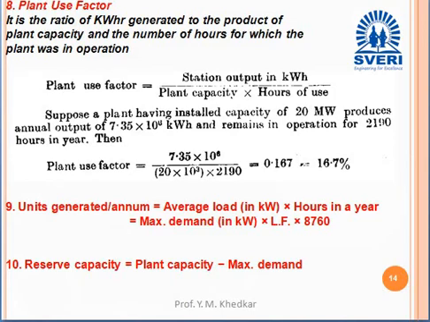The units generated per annum is equal to the maximum demand in kilowatt multiplied by load factor into 8760. The 8760 are the hours in a year, and it can be calculated by multiplying 24 hours into 365 days. The next parameter is reserve capacity, which can be calculated by taking the difference between plant capacity and maximum demand.